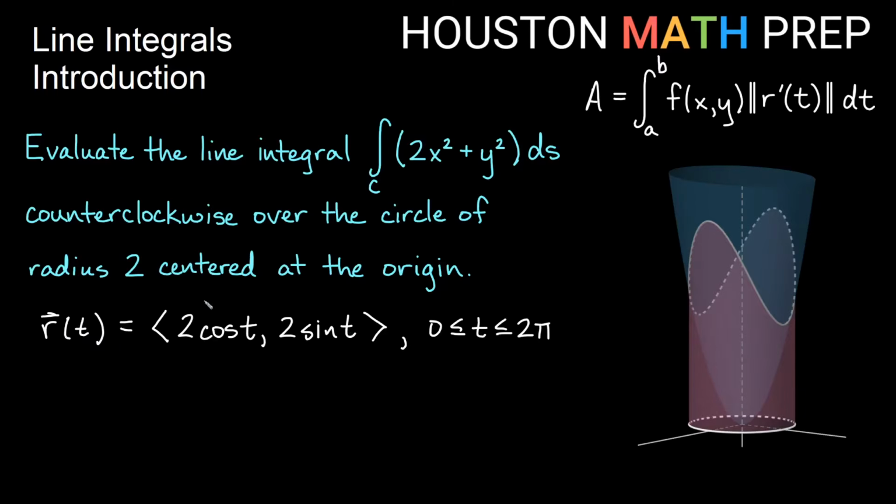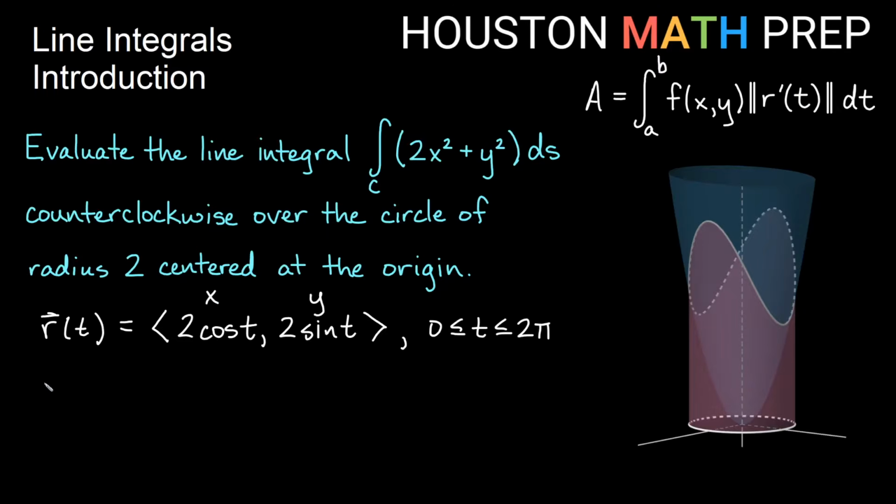I have my parameterized curve. This is going to help me assign values in my function of x and y, and it's also going to help me get the magnitude of r prime of t. If I look here, my 2 cosine of t is what I'm going to put in for x in my formula, and my 2 sine of t is what I'm going to put in for y in my function of x y. Okay, so we know what's going to go in there.